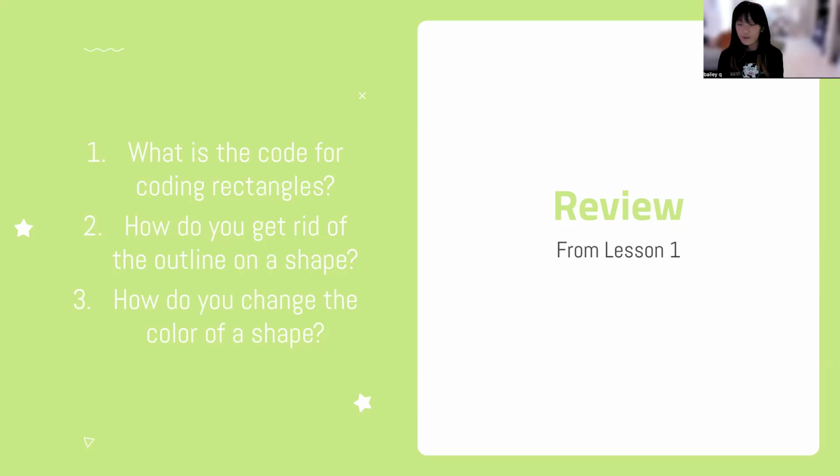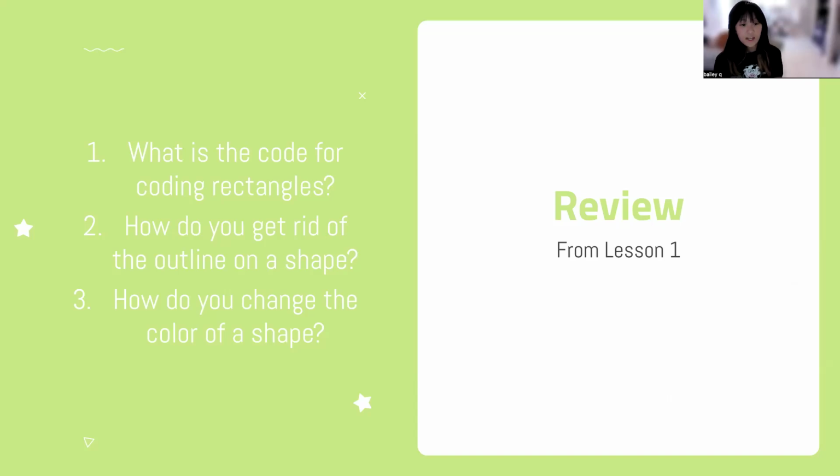All right, so for that first question, what is the code for coding rectangles? If you recall, a rectangle is one of our shape functions we've learned so far, and we call that by saying rect, then an opening parenthesis, 4 parameters, a closing parenthesis, and a semicolon. Those 4 parameters are x, y, width, and height. The first 2 are the coordinates. Then the last 2 are the size and the actual appearance of the shape.